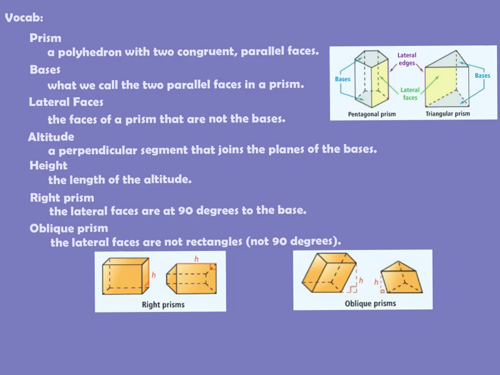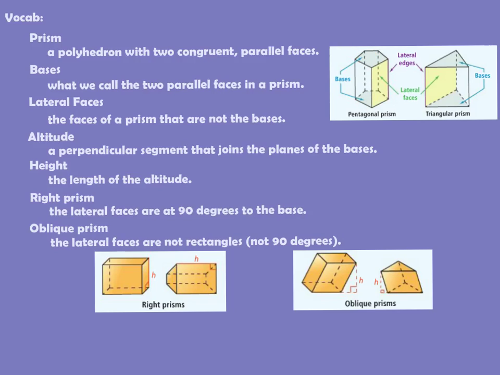So here's our vocabulary that we have first. I've got some pictures here that are going to help us get through all of this vocab. But the first word we have is prism. And a prism is a polyhedron with two congruent parallel faces. So you can see that I have these two faces, which are called my bases.